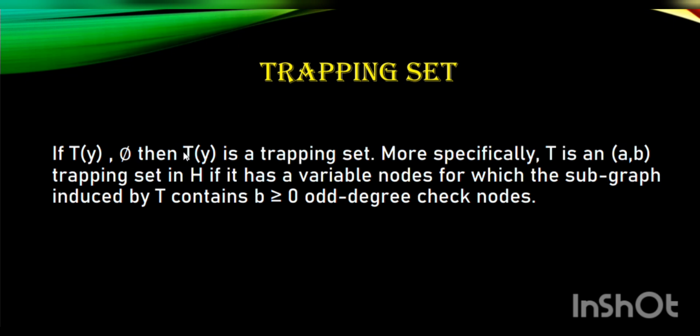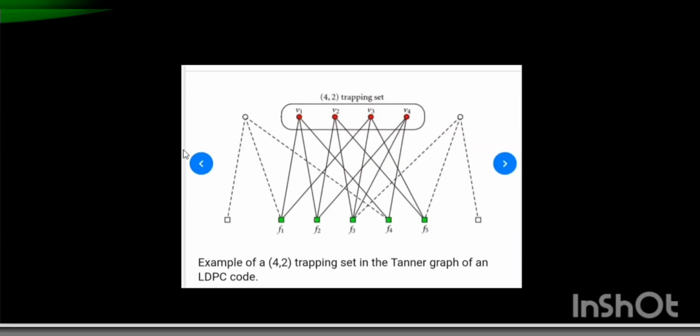So a trapping set is defined as follows. If T(Y) is not equal to the null set, then T(Y) is a trapping set. More specifically, T is an (a, b) trapping set if it has a variable nodes for which the subgraph induced by T contains b more than 0 odd-degree check nodes. For example, in this shape, V1, V2, V3, and V4 is a trapping set.